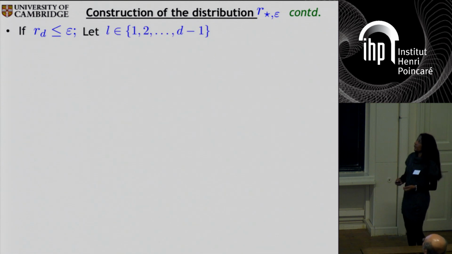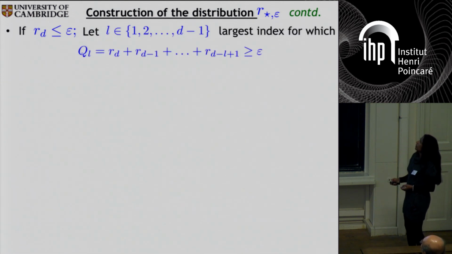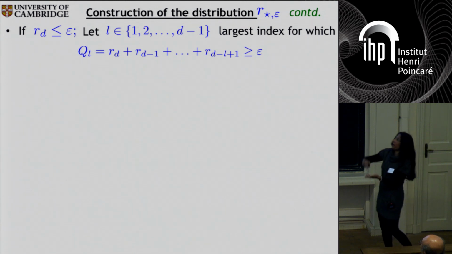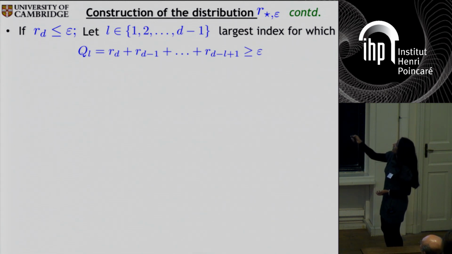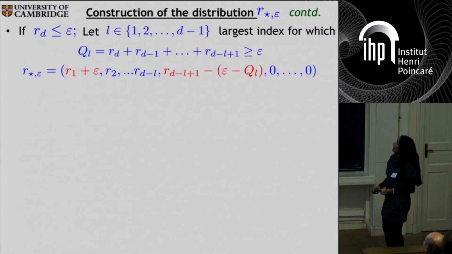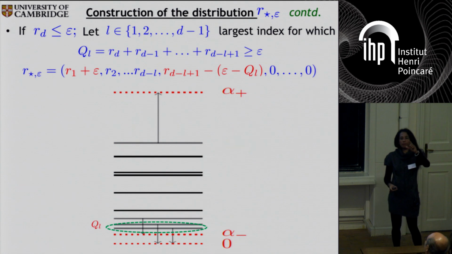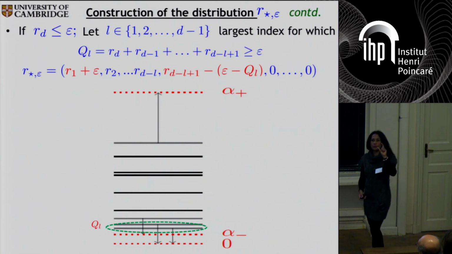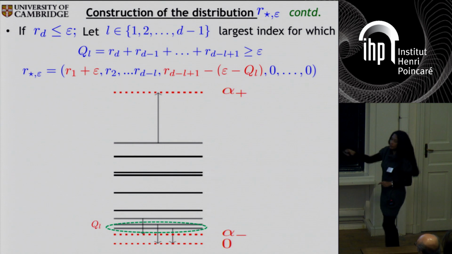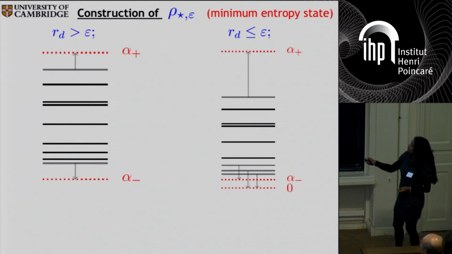But if R_d is not greater than epsilon, then you consider the smallest L eigenvalues such that their sum is greater than or equal to epsilon. And now, once again, what we do is we raise the largest eigenvalue, and all of those we lower to 0, and the one above it we lower in this manner. So there is this extra quantity epsilon that we can play around with, and we move it up or down accordingly. So this is what happens when R_d is less than epsilon, and this is what happens when R_d is greater than epsilon.